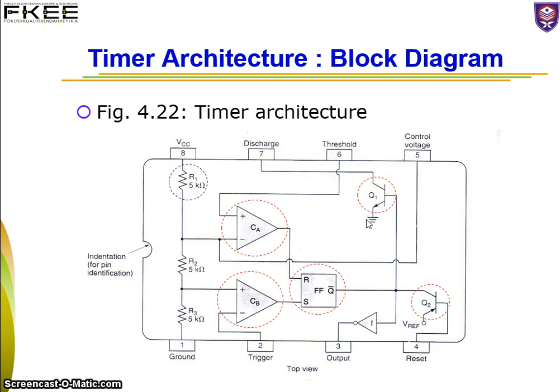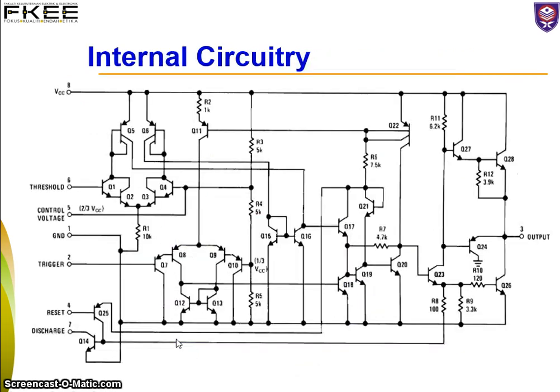And the important thing is we have 3 resistors over here. Each is 5 kilo ohm. So that's why the 555 timer is called 555. It is from the 3 resistors, each is 5 kilo ohm, connected from VCC to the ground. So this is the internal circuitry just now. So this is the position of the 5 kilo ohm, the another 5 kilo ohm, and another 5 kilo ohm.